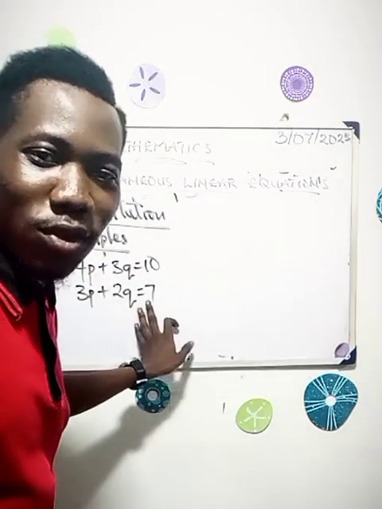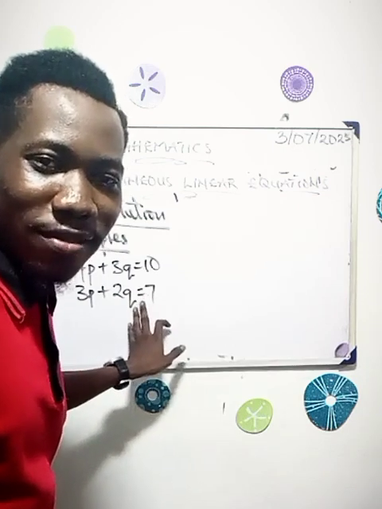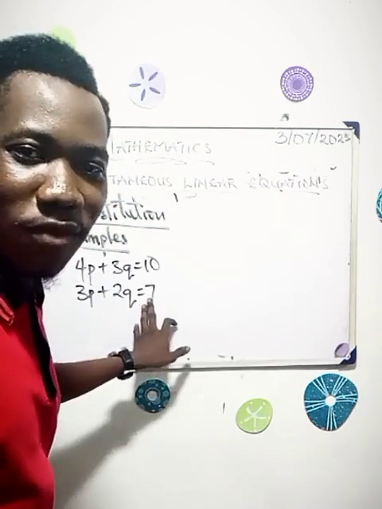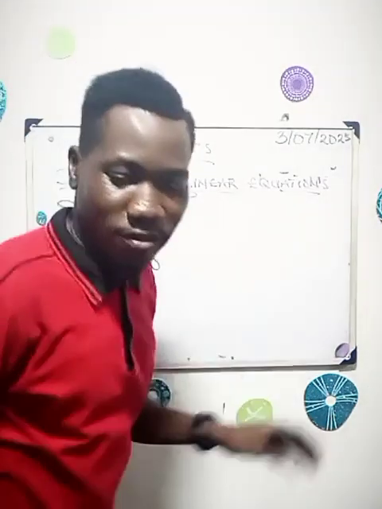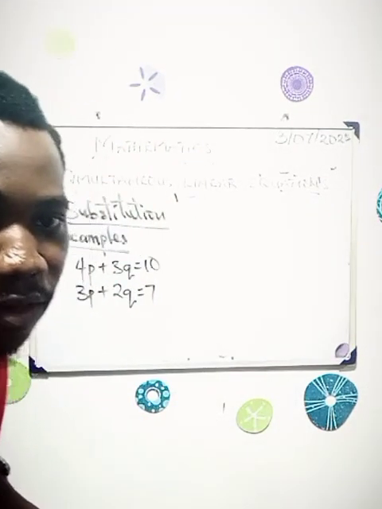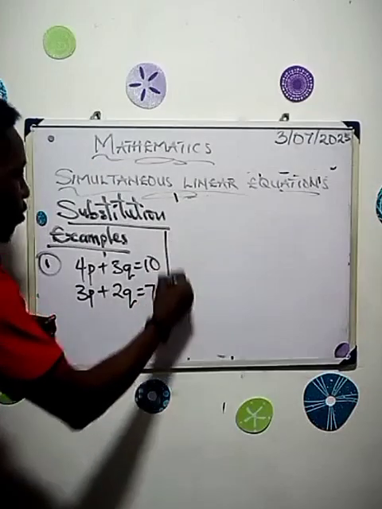I'll make Q the subject of the formula. I'm in Anambra State, I'm in Nigeria, Anambra State. I'll make Q the subject of the formula in equation 2 and put it into equation 1. Your choice. Where am I now? I'm in Anambra State, yeah.